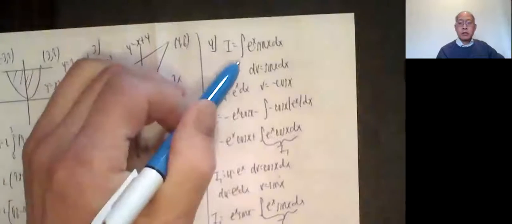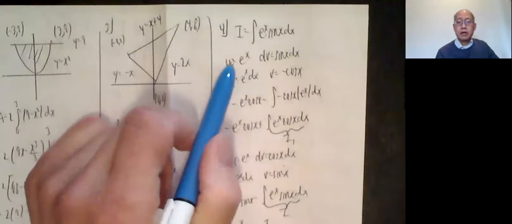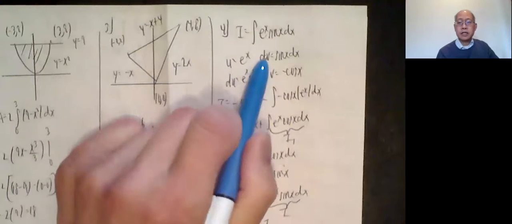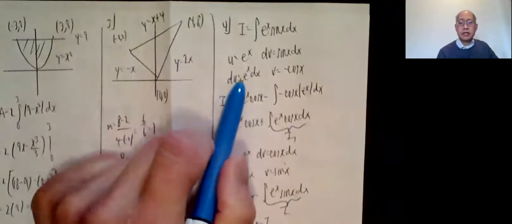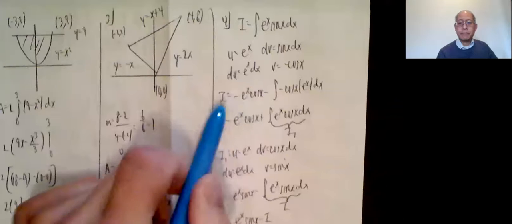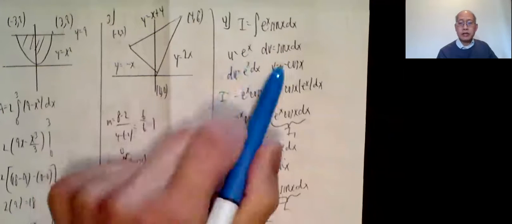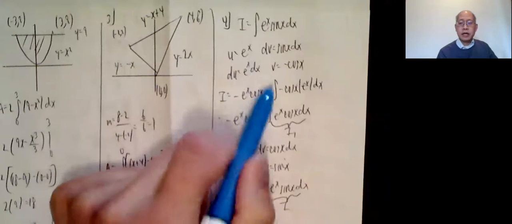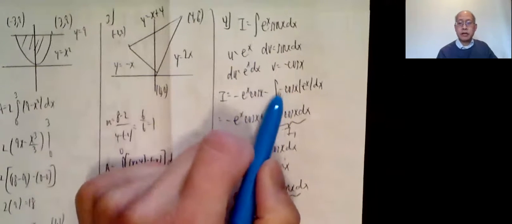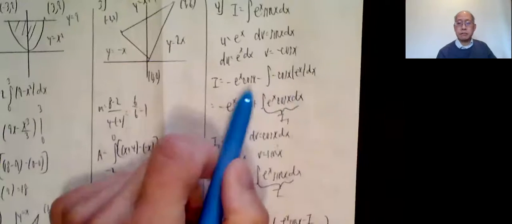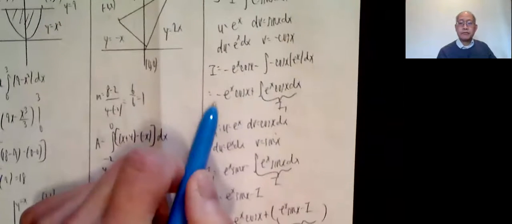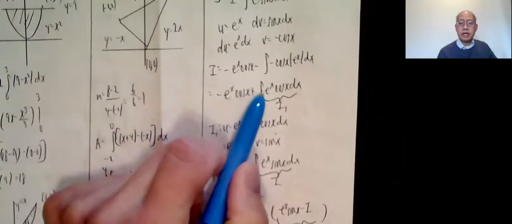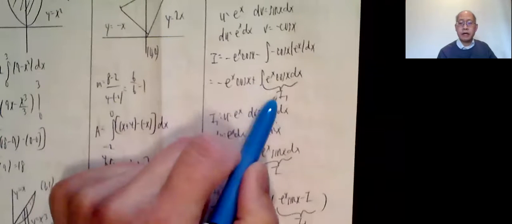Number 4, integral of e to the x sine x. So this is the one where you have to integrate by parts twice and it cycles back. u equals e to the x, dv is sine x dx. du is e to the x dx, v is negative cosine x. So I is uv, negative e to the x cosine x, minus the integral of v du, so negative cosine x e to the x dx. Double negative, make it a positive. Negative e to the x cosine x plus the integral of e to the x cosine x dx, call that I1.